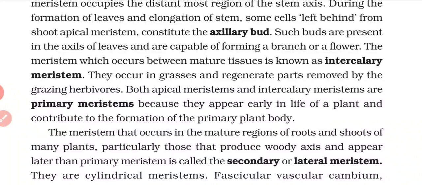Both apical meristem as well as intercalary meristem are primary meristems because they help to form only the primary plant body. Whatever the plant body is there, it is basically formed by apical meristem and intercalary meristem. So these two types of meristems are known as primary meristem.